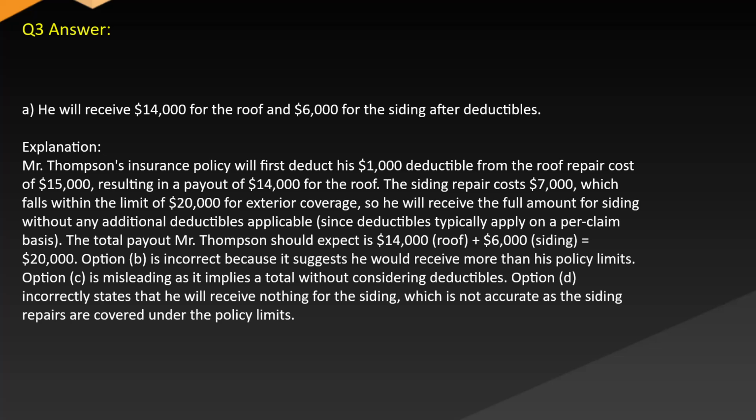Option B is incorrect because it suggests he would receive more than his policy limits. Option C is misleading as it implies a total without considering deductibles. Option D incorrectly states that he will receive nothing for the siding, which is not accurate as the siding repairs are covered under the policy limits.